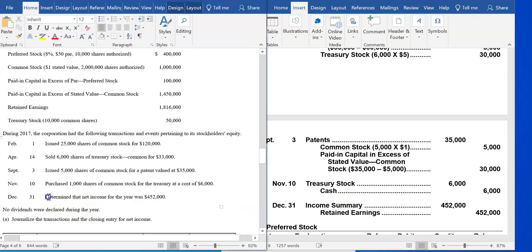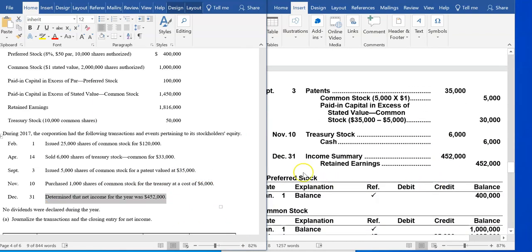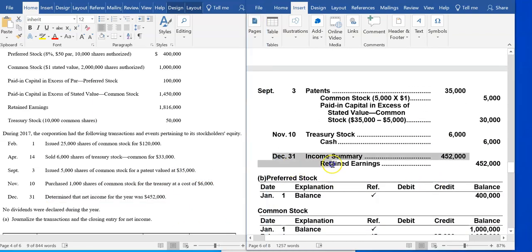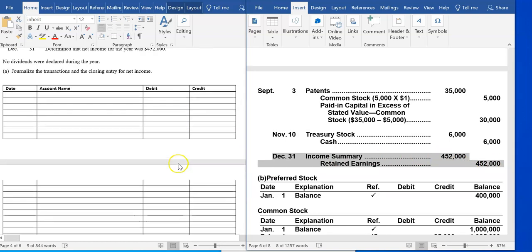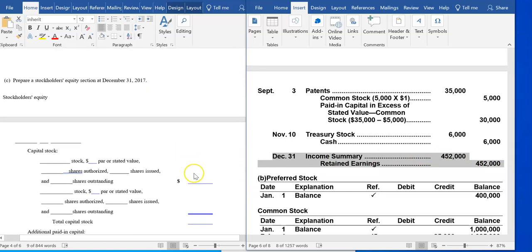Finally, we determined that net income for the year was $452,000. And delving into your memory banks from when we learned how to close out accounts, income is closed out to income summary, and then income summary is closed out to retained earnings. So we are debiting income summary and crediting retained earnings. Okay, so we have those entries.